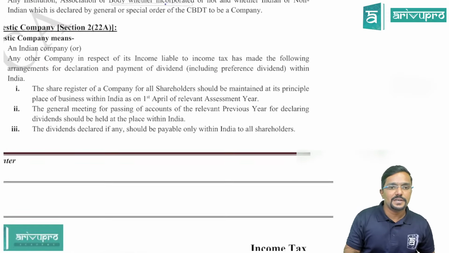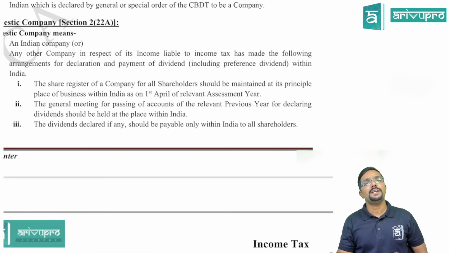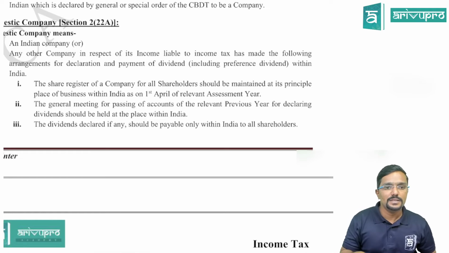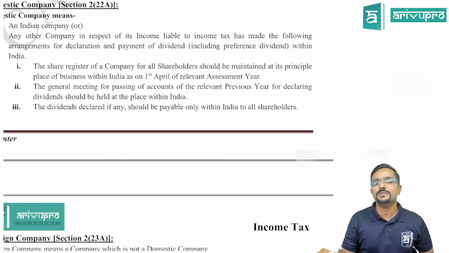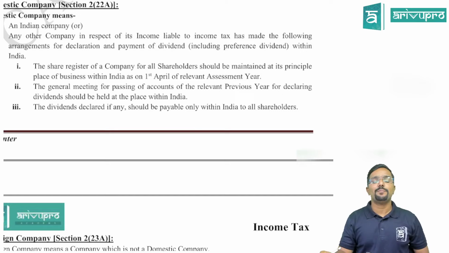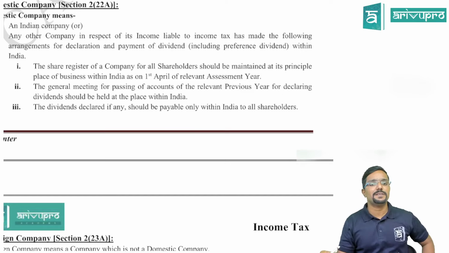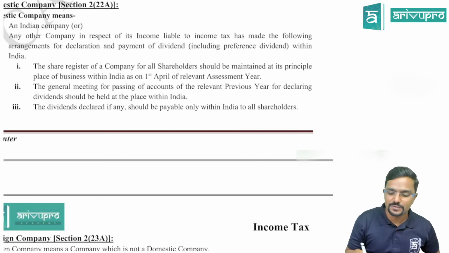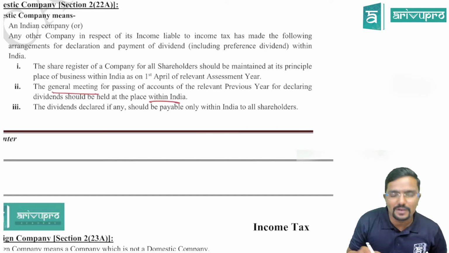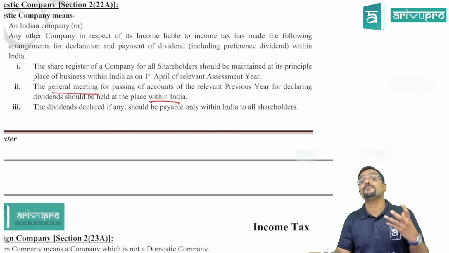So the first condition here is share register has to be maintained in India. Then the annual general meeting for passing of accounts of the relevant previous year, for declaring dividend, should be held at a place within India. In simple terms, the general meeting or annual general meeting is a meeting of shareholders.